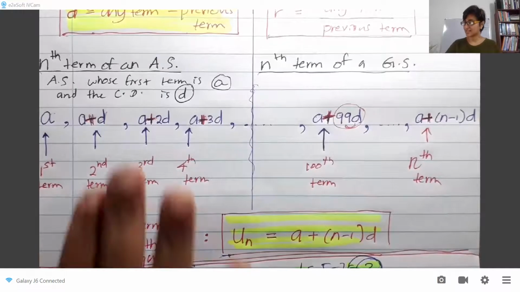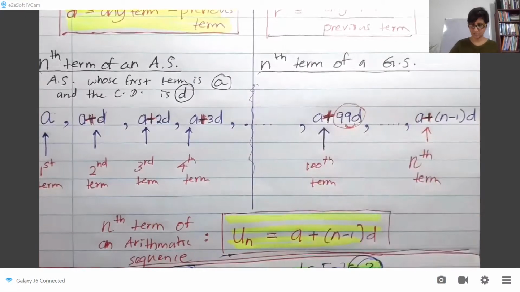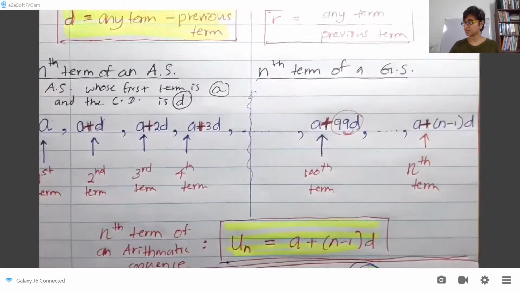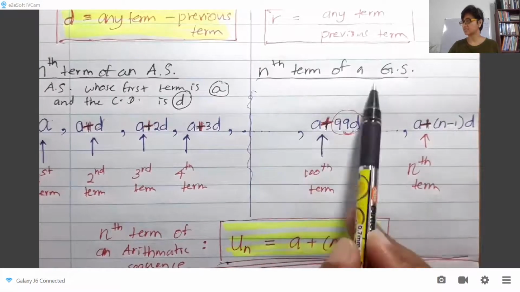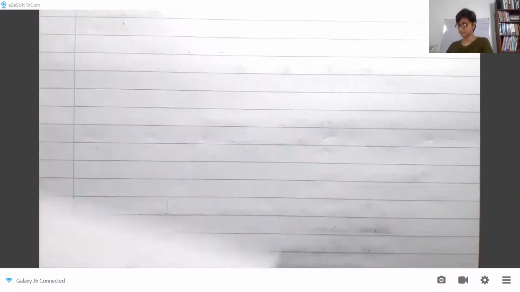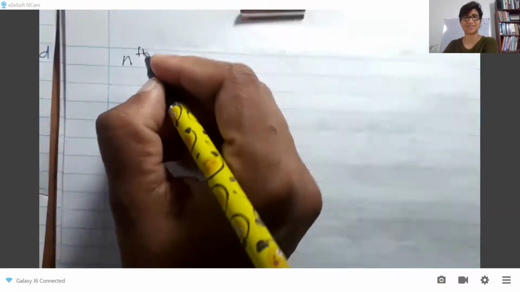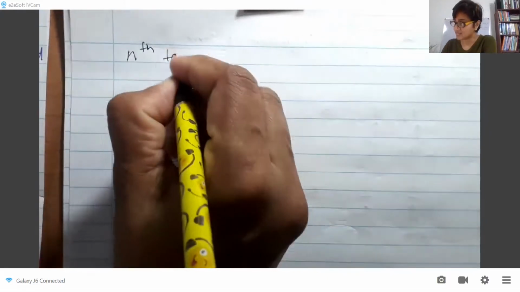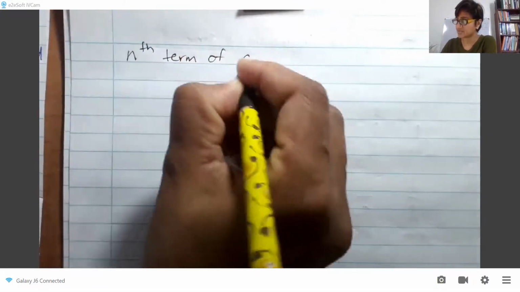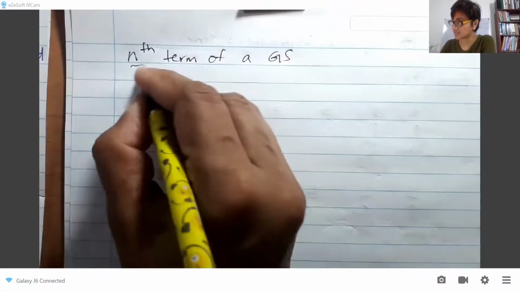Okay, now let's do the same thing for geometric. So I'm going to the other column, nth term of a geometric sequence. I will keep this as it is for the comparison. So here, in the geometric column, under nth term, sorry about that, nth term of a geometric series. This is on the other side.